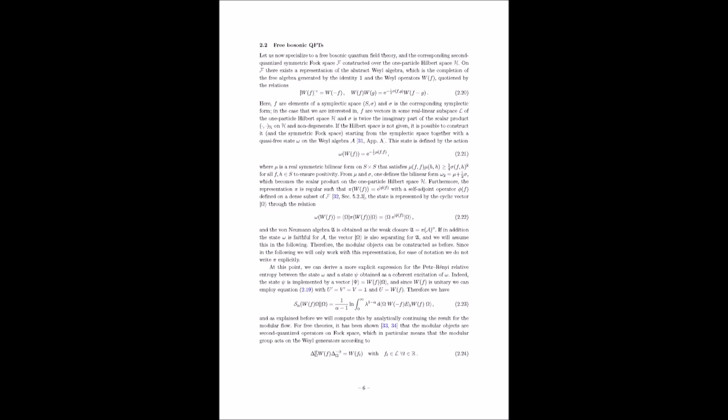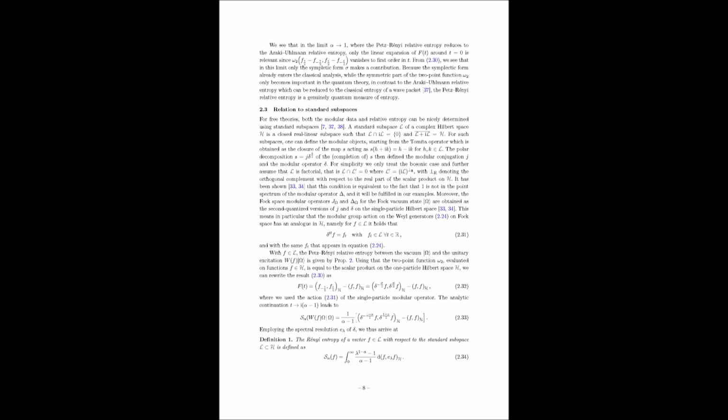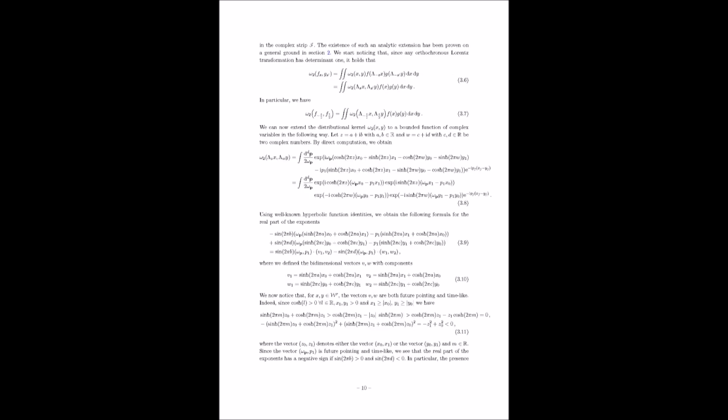Right. What's the advantage of using these free theories in this context? Free theories have a really specific structure, which makes them mathematically a lot easier to handle. Equation 2.24 tells us that the modular group acts on the Weyl generators in a geometric way. It transforms them in a way that's consistent with the underlying space-time structure. There's an elegance to how these ideas from different areas of physics all fit together. It is quite elegant. And this elegance allows the authors to use analytic continuations, similar to what we talked about before, to come up with a nice, clear expression for the Petz-Rényi relative entropy in this particular case.